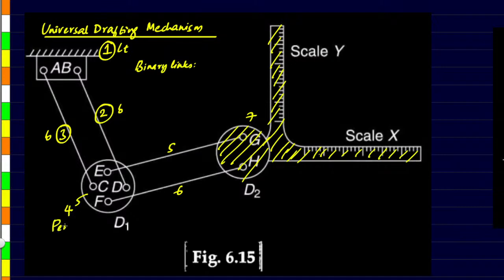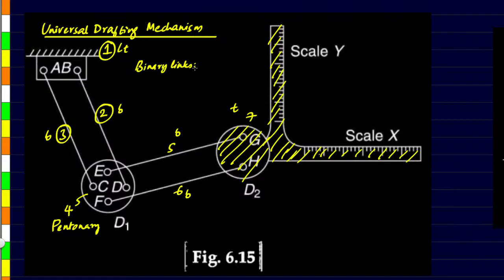Pentenary. Four links are link number 4, link number 2, link number 3, link number 5, link number 6. So five links are connected. Pentenary. Then 5 and 6 are both binary. Then link number 7 is again ternary.